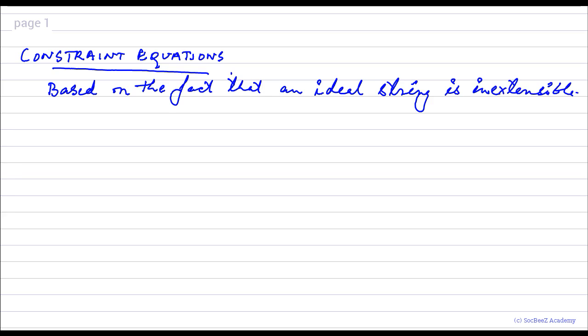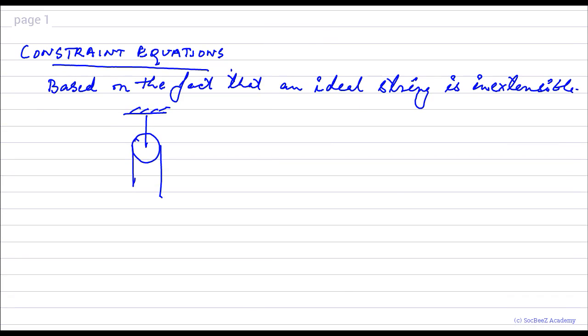Okay, so let's say I have a pulley, and a single string that loops over the pulley, and two masses are attached to the two ends of the string. Okay, so let's say this mass is moving upwards with an acceleration of a1 and this mass is moving downwards with an acceleration of a2. We will divide this whole string into two segments.